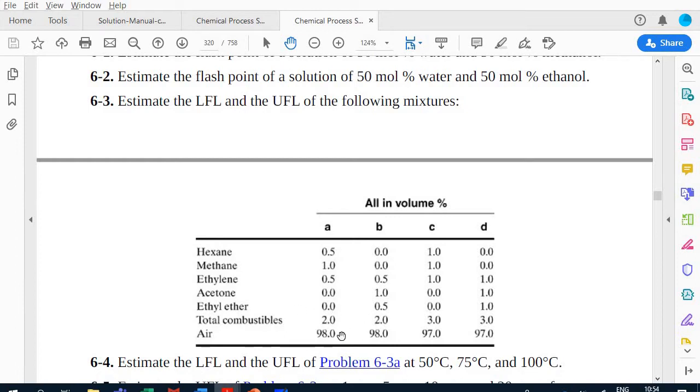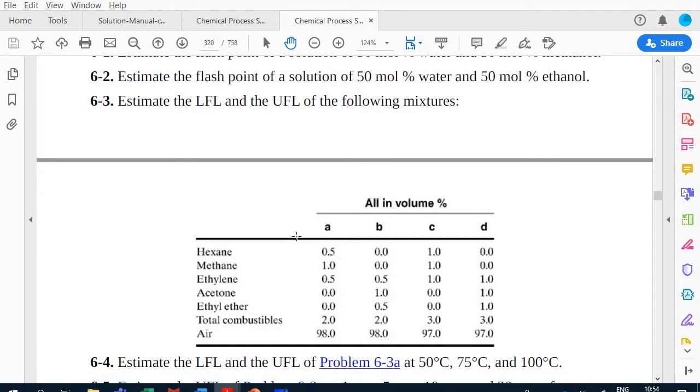So what is my total combustibles? Even if I don't give you the total combustibles, you need to know that you need to calculate it. So how did you get the total combustibles? It is 0.5 plus 1 plus 0.5. So these are the total combustibles. And the total is 100: 0.5 plus 1 plus 0.5 plus 98 is 100. So most of it is air and the rest are these combustibles here. Now this is the volume percent that I have in my total system.